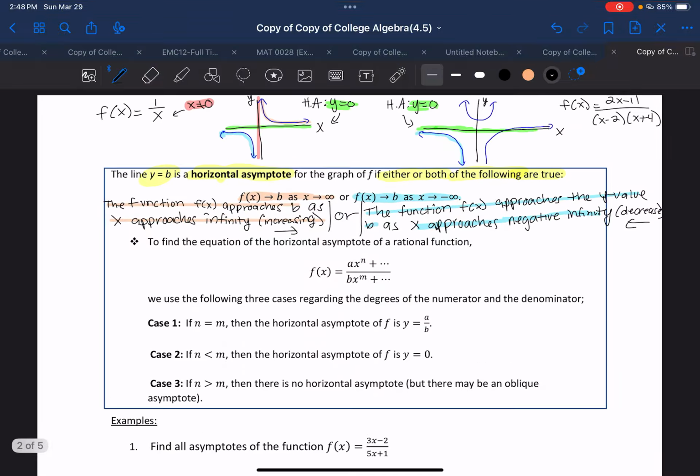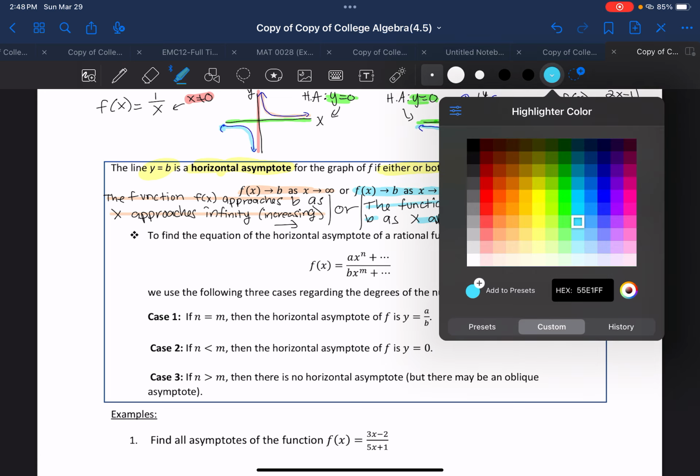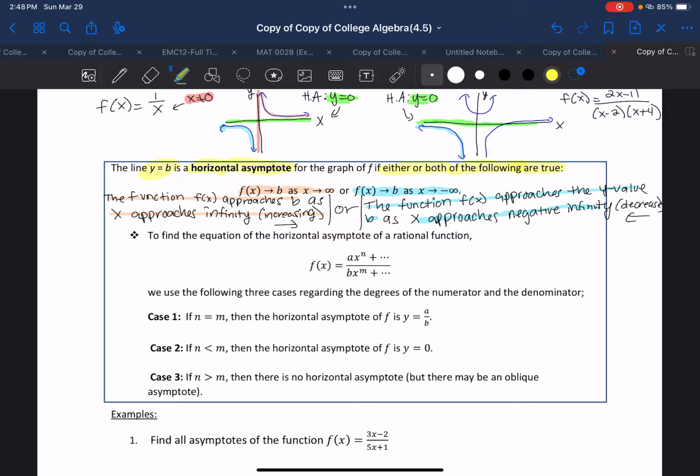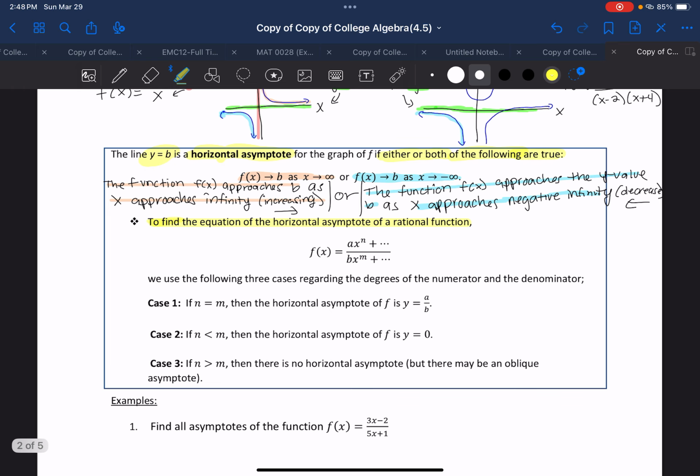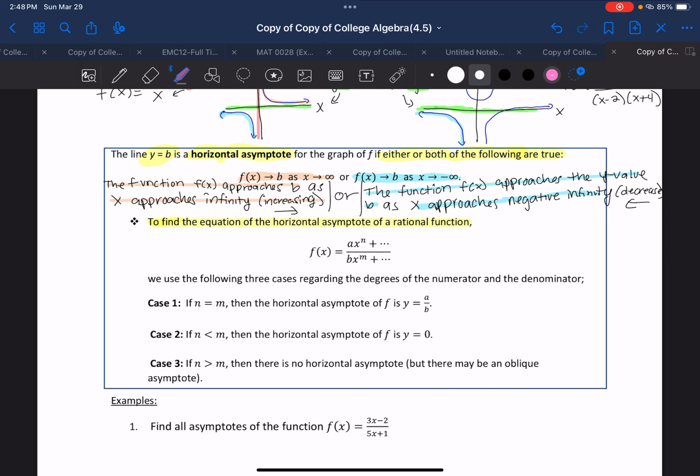So, the definition is important, but what's really important here is that we know how to find the equation of the horizontal asymptote. And that is what this part is saying here. To find the equation of the horizontal asymptote of a rational function, I have a certain notation for a rational function here, so I'm going to talk about what this notation means.